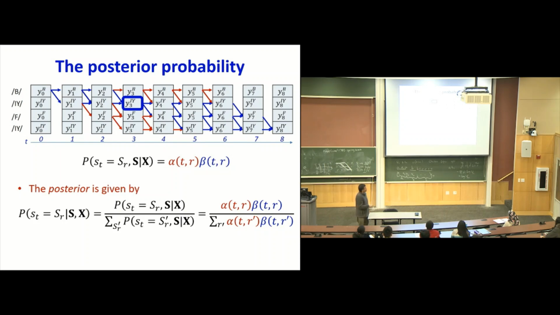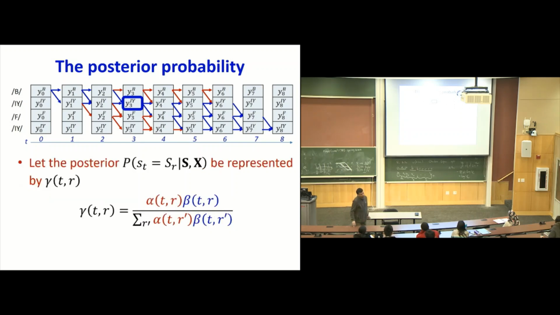And to make the probabilities for the entire column sum to 1, you just have to normalize by dividing by the sum of the products over the column, right? So the total probability of the graph that goes through this node is alpha times beta. So you would normalize by the sum of alpha betas over the entire column. And that is the a posteriori probability of this node. And I'm going to represent that using the symbol gamma. So it's gamma of t comma r.